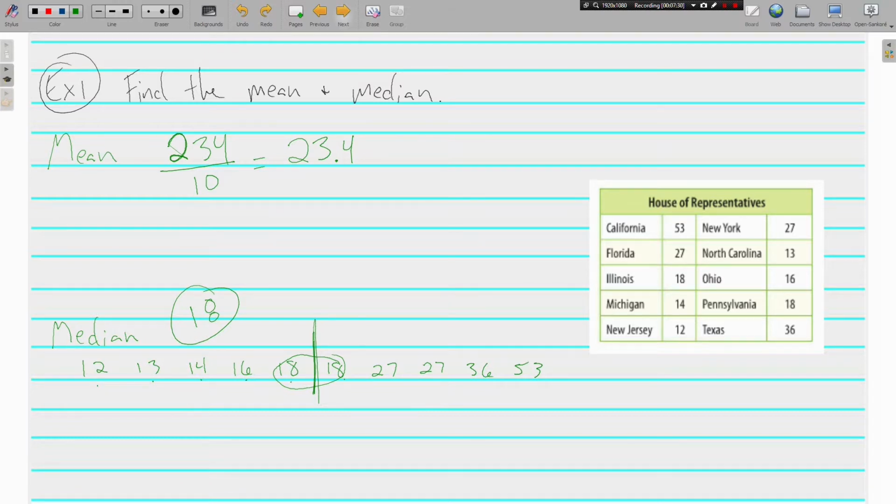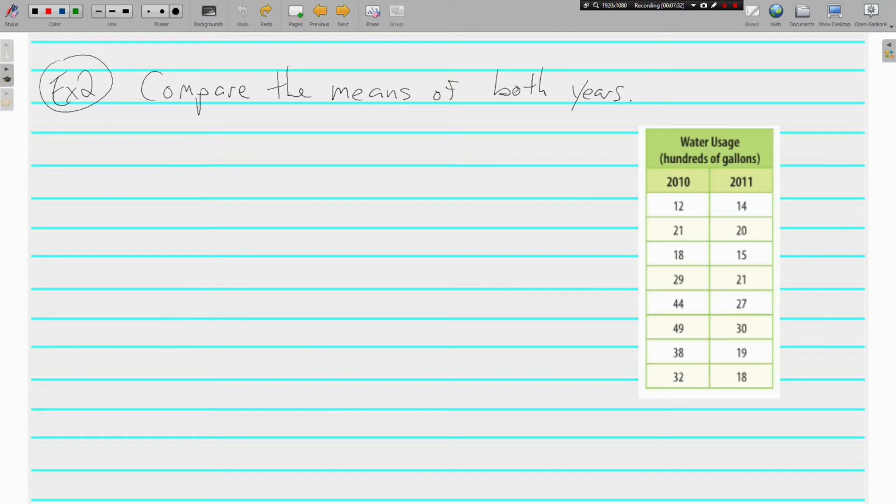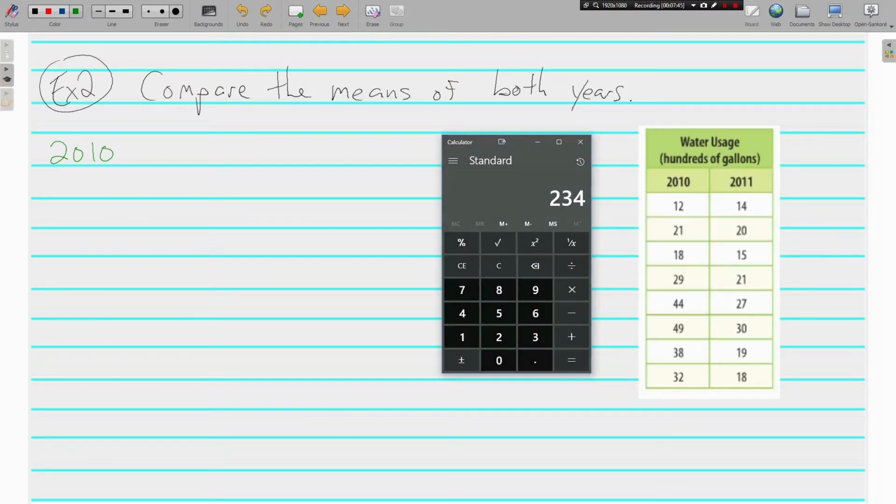Okay, let's look at another set of data. So we have water usage in hundreds of gallons, the years 2010 and 2011. This says compare the means of both years. Okay, let's get that calculator back. And we have 12 and 21 and 18, 29, 44, 49, 38, and 32.